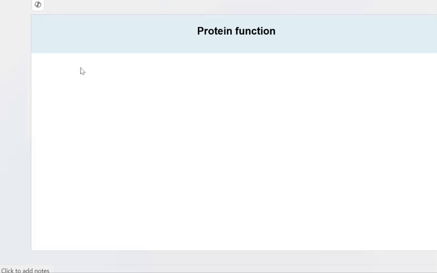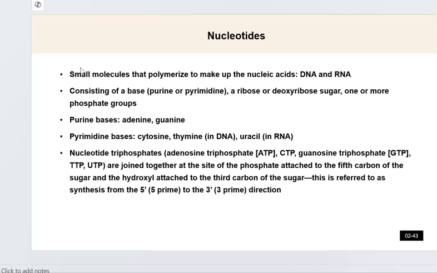All right, next we move into nucleotides. Nucleic acids, such as our DNA and our RNA, are linear polymers of nucleotides, which in turn are made of a nitrogenous base, a pentose sugar, and one or more phosphate groups. So we have those small molecules that polymerize to make up nucleic acids, which are our DNA and our RNA.